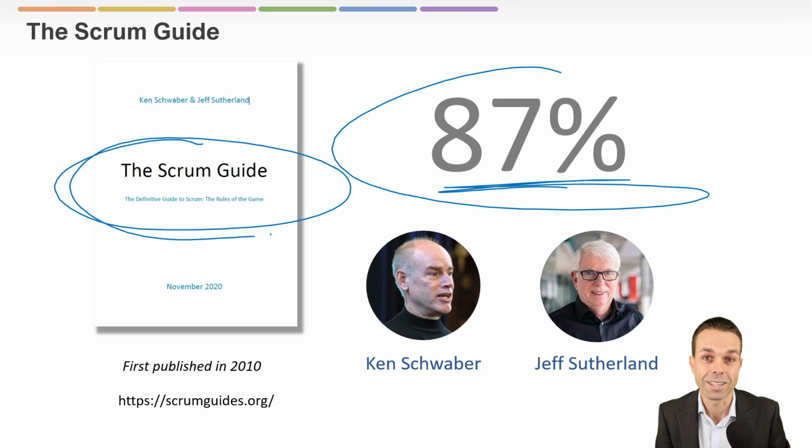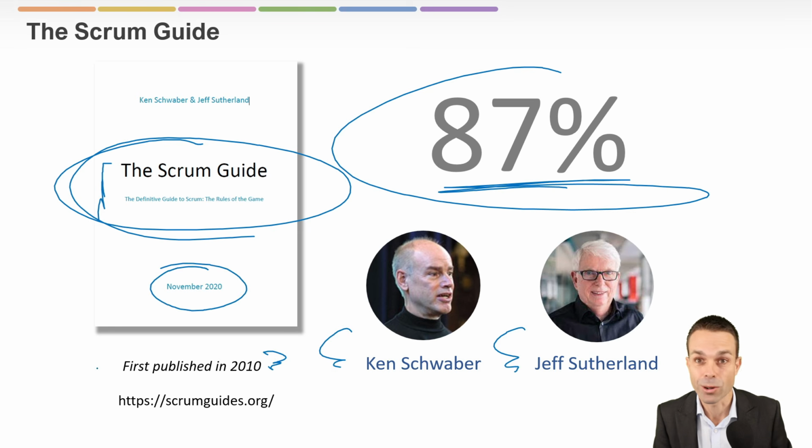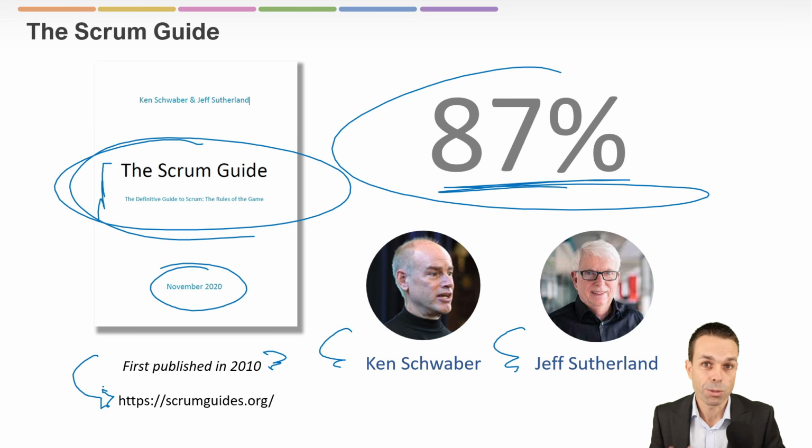We're going to go through the entire Scrum guide as written by Ken Schwaber and Jeff Sutherland, originally in 2010, and they've updated it. The latest version is 2020. You can download a free version at scrumguides.org. And we're going to go through this as a complete course.